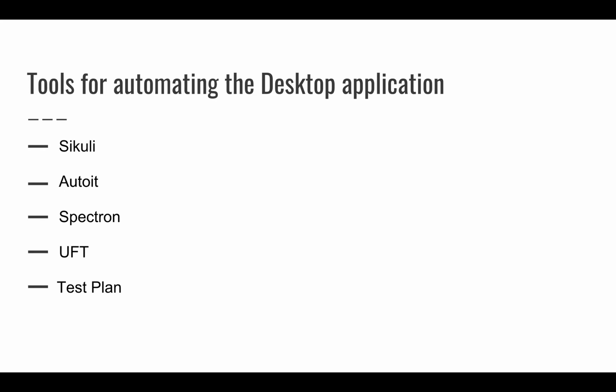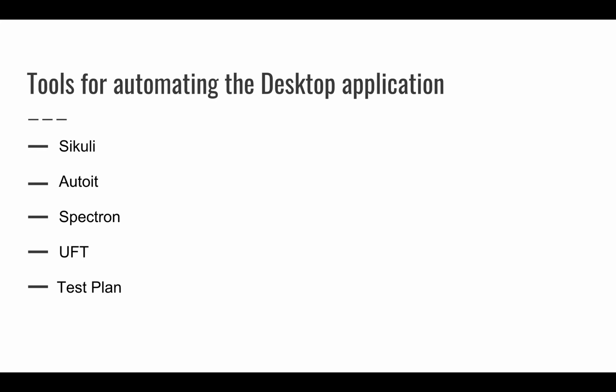The Spectron is something which can be automated only with Electron. So when we tried our hands on Spectron, there are so many disadvantages, and we cannot do so many things with the Spectron. As I said before, there is less resource and less support available for Spectron, since it is only applicable to Electron.